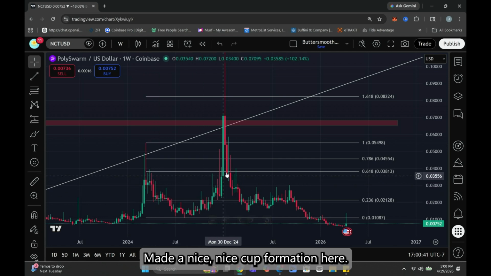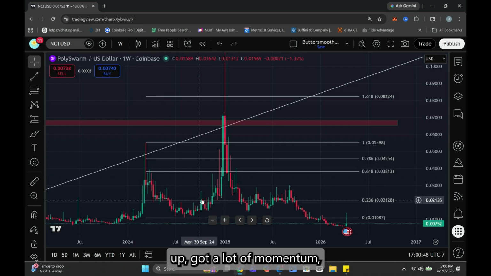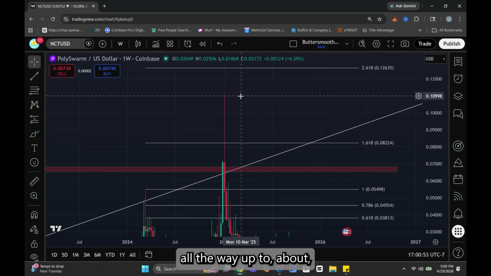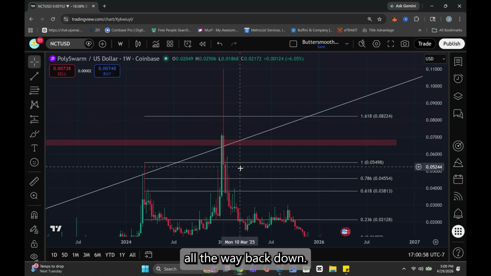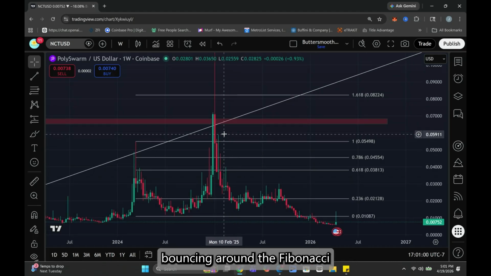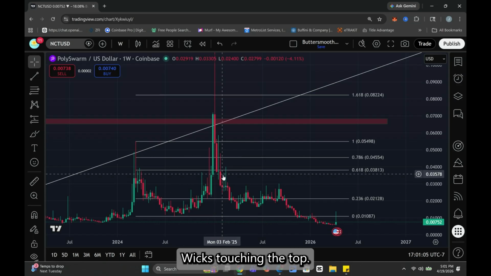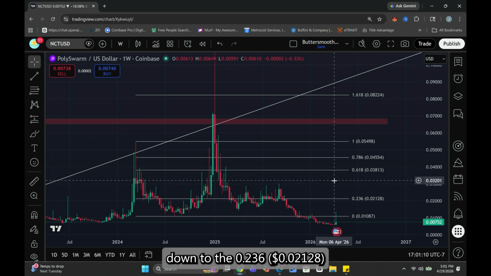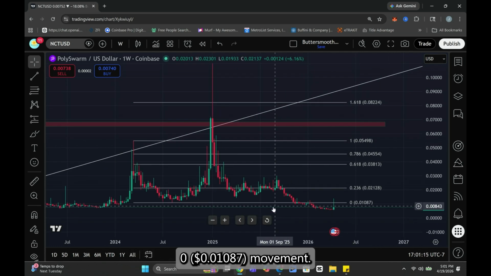Made a nice cup formation here, down here at the bottom. Beautiful. Came up, got a lot of momentum, and we just slingshot all the way up to just about 11 cents before getting sold all the way back down, bouncing around the Fibonacci ever so slightly, wicks touching the top, candle body sitting on the bottom, little no man's land before coming back down to the 236. And we came all the way back down, and oh my gosh, we're below the zero movement.